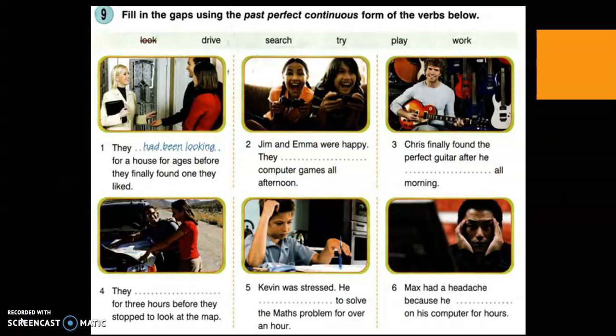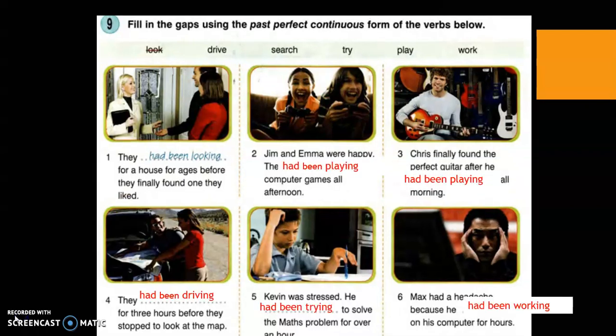Well, let's do some practice. Here we have some situations to complete with the past perfect continuous. Pause the video, solve the exercises, and then we check. Well, here you have the answers.